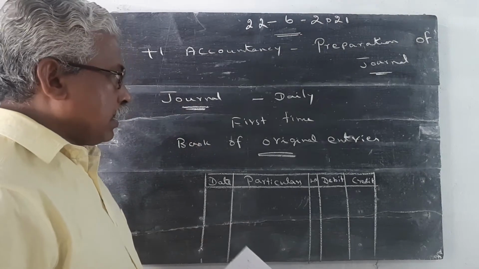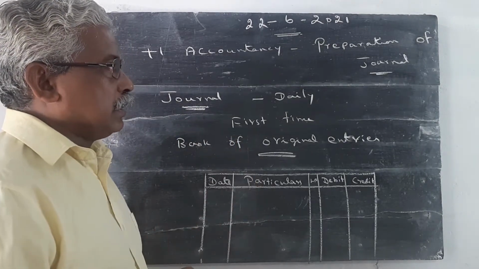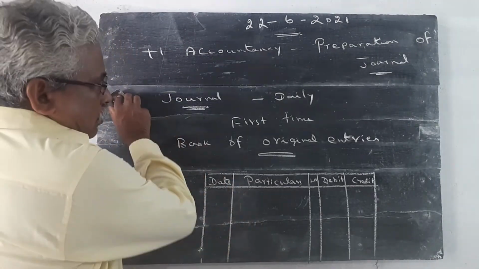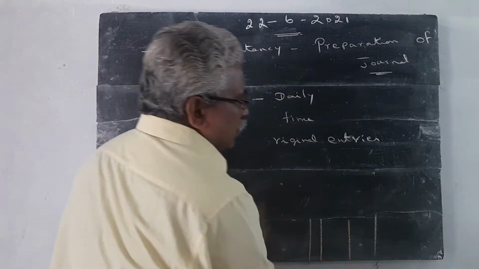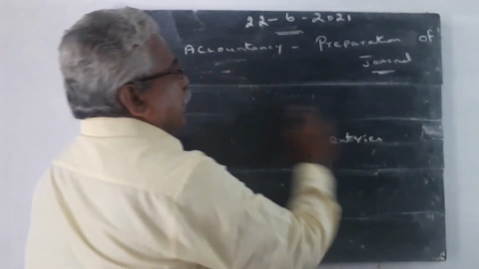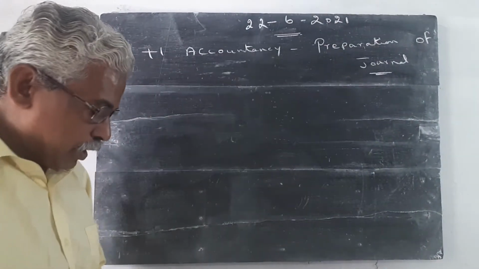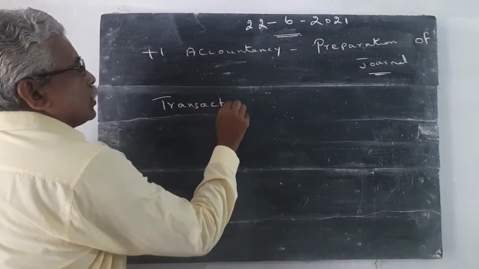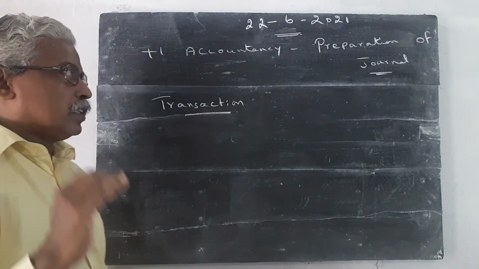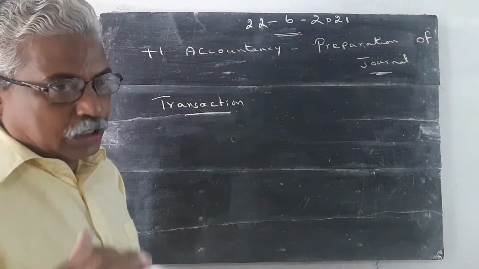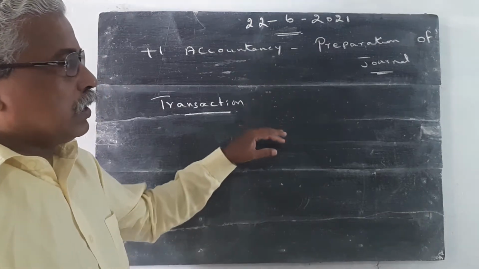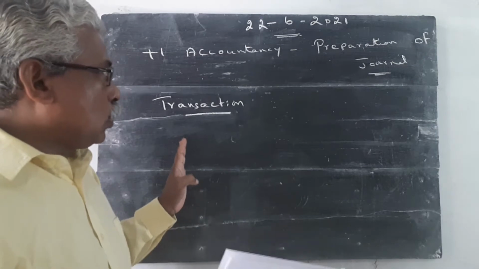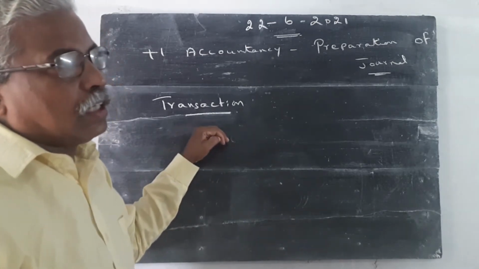Journal entries. Before studying the journal entries, we have to know some basic principles, some technical points, which we will study one by one. The first point is, what is the meaning of transaction? These are new words, which you never used up to 10th standard. From +1, accountancy group students normally study these technical terms.